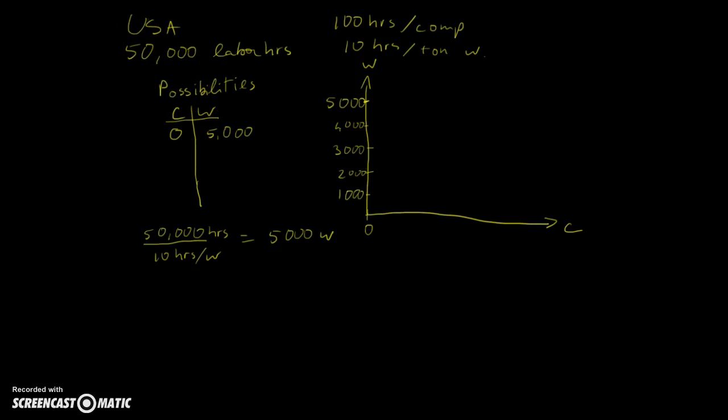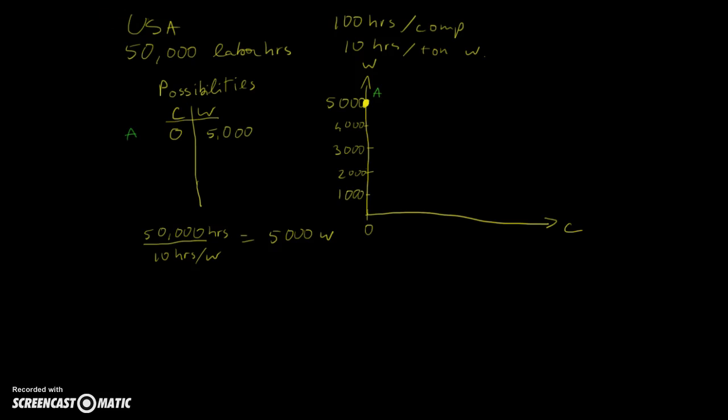All right. So this particular point where the US produces 0 computers and 5,000 tons of wheat would be, let's call it point A. And where is it located on this chart that we're drawing? It's located right here: 0 computers and 5,000 tons of wheat. So let's give it a little name here, point A. What other options does the US have?